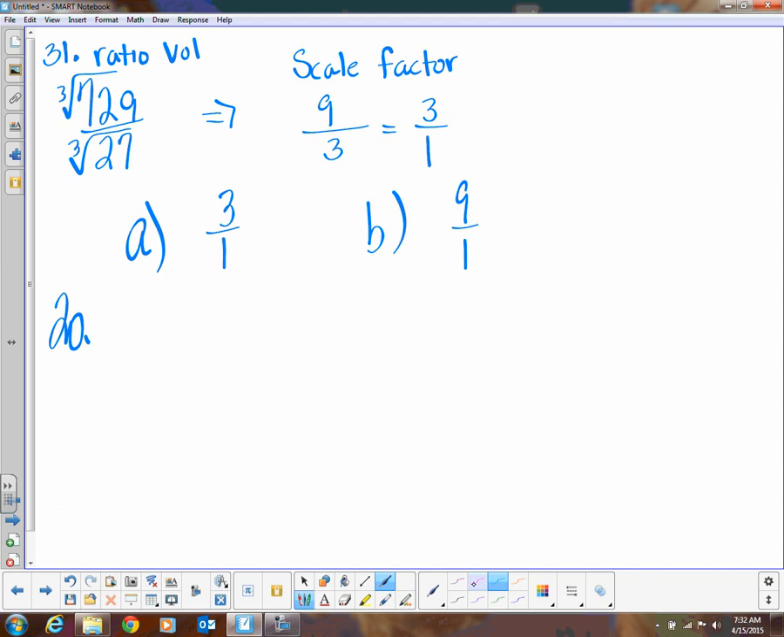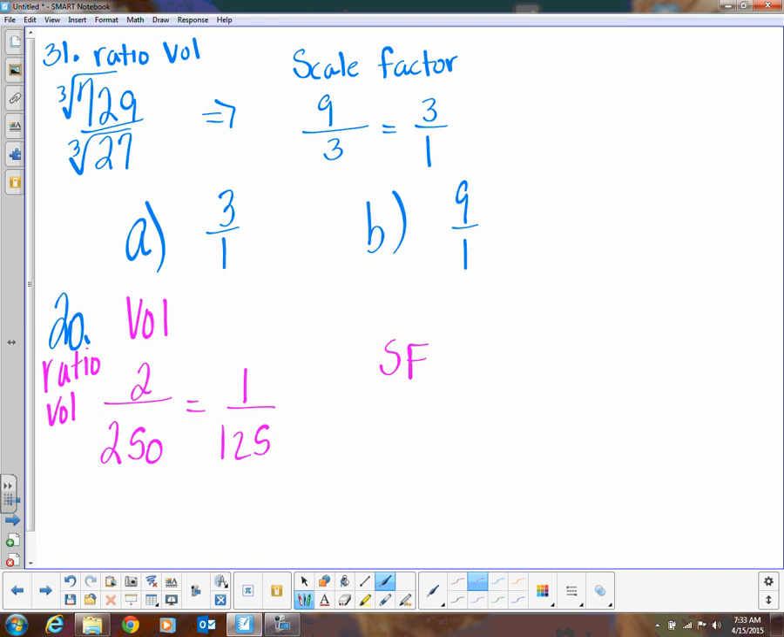Okay. What should we always do first? This is volume. One volume is 2, one volume is 250. So what do we need to do? Simplify. What divides, 2 goes into 2 and into 250? All right, now this is ratio of volumes. Go to scale factor. What's your scale factor? It doesn't matter. Right now we go to scale factor. Cube root of 1, cube root of 125. Okay, now that we're in scale factor, we're ready to do whatever they're asking.